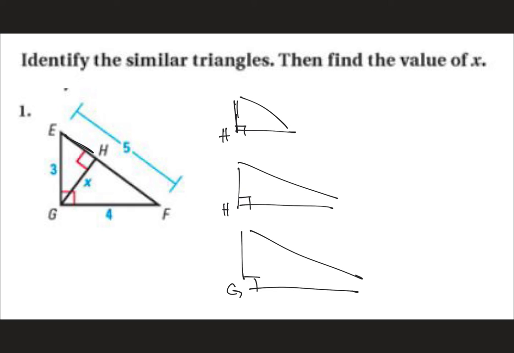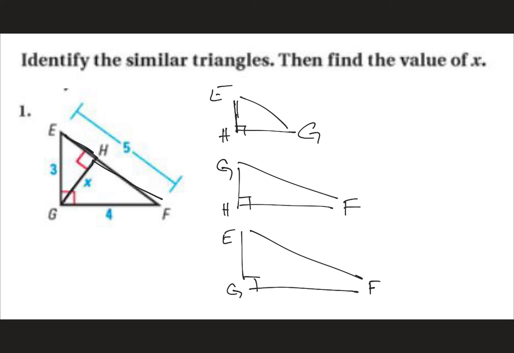And the short leg of the small triangle is EH. The short leg of the medium triangle is HG. The short leg of the original triangle is EG. I'm going to fill in the third vertex. So in the small, we have EHG. In the medium, we have HGF. And in the original triangle, we have GEF.